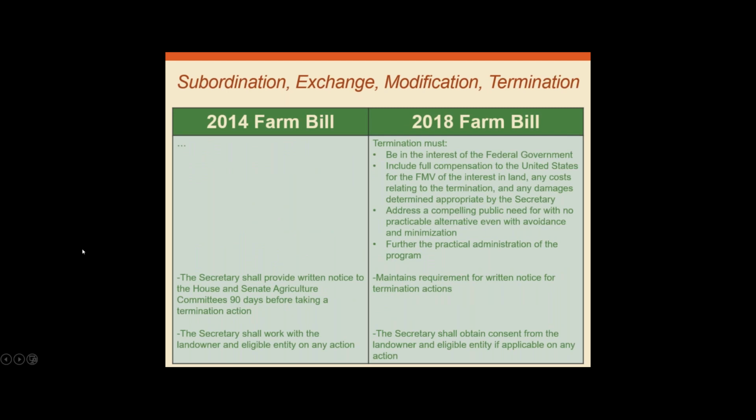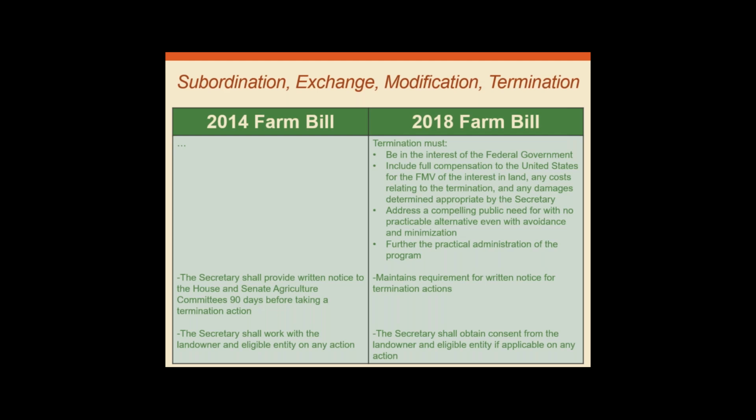To terminate an easement, it must be in the interest of the federal government, must fully compensate the U.S. for the fair market value interest in the land, and any other costs deemed appropriate by the Secretary, needs to address a compelling public need with no practicable alternative, even with avoidance and minimization, and further the practical administration of the program. Just as in the previous Farm Bill, there was a requirement to notify in writing the House and Senate Ag Committees 90 days before taking any such action, so that remains.